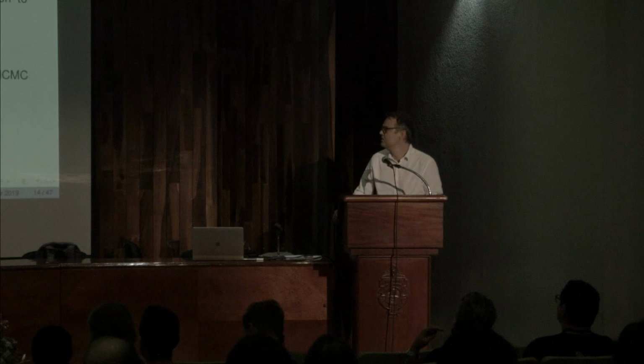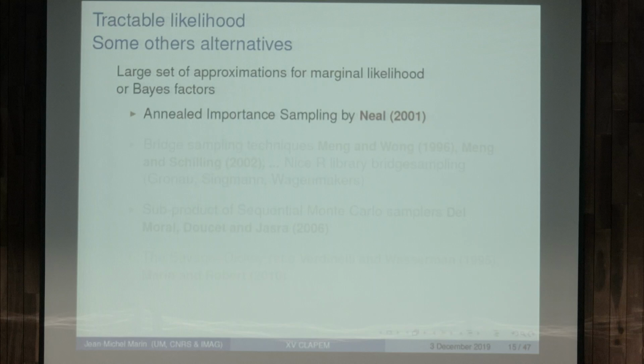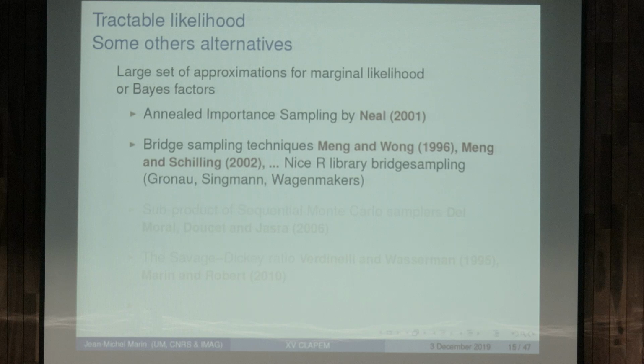So there are a lot of alternatives. One very interesting alternative is the annealed importance sampling of Neal. This is a way to iteratively construct a good importance sampling distribution, but once again, when the dimension is quite large, it's very difficult to tune here. We have the bridge sampling technique. The bridge sampling technique is able to approximate the ratio of integrated likelihoods. The ratio of two integrated likelihoods is a Bayes factor. And to approximate the Bayes factor, you can use these strategies. There is a very nice R package, which is called bridgesampling, but it works mostly for nested models, and when the models are not nested, it's quite difficult to use this bridge sampling strategy.